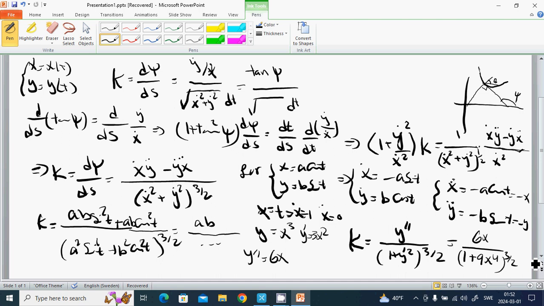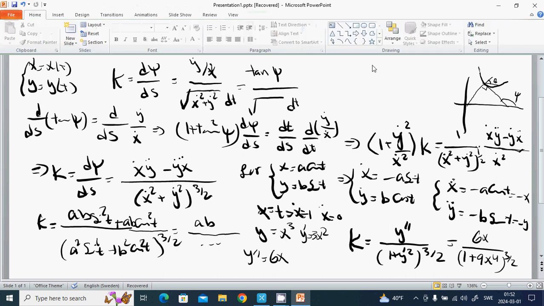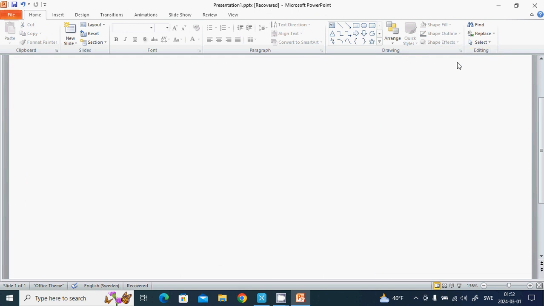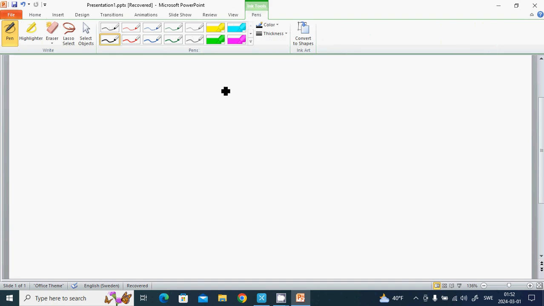Okay, now we can calculate the area. If we assume that curve, and we have this, it is dA equals L dx, and here is a, and here is b, and here is dx.